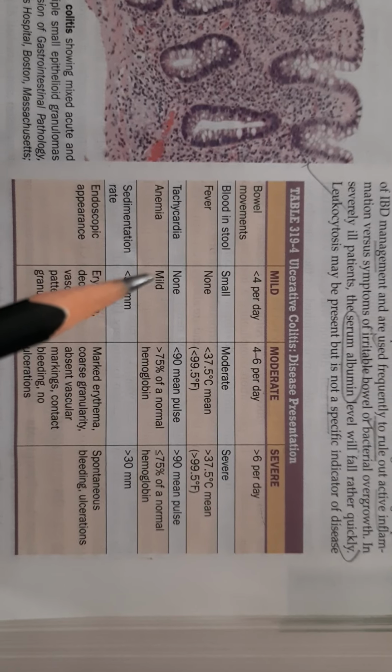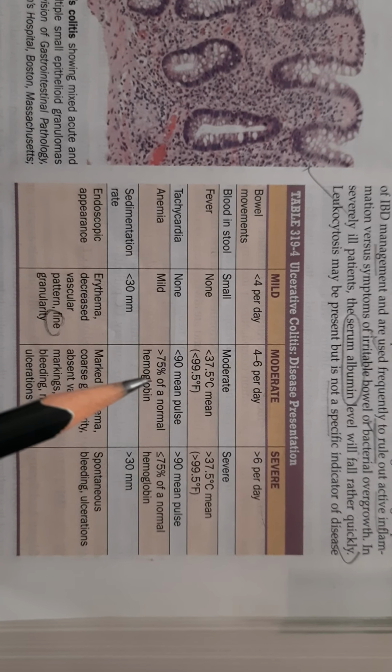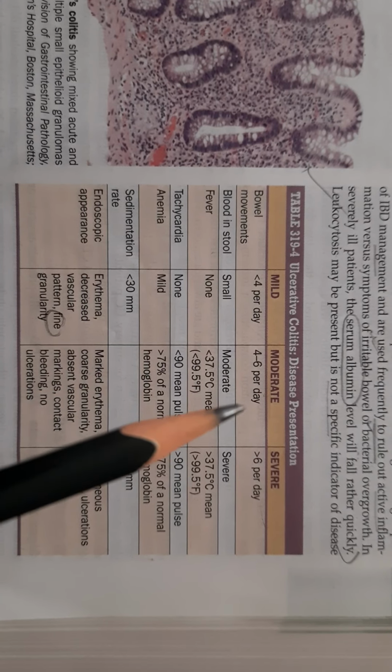Then comes anemia: in mild, more than 75% of normal hemoglobin is seen, in moderate as well, and in severe less than 75% of normal hemoglobin is seen. Then comes the erythrocyte sedimentation rate, which is less than 30 in mild form, and in severe it is more than 30. Then endoscopic appearance: there is erythema, decreased vascular pattern, and fine granularity. I will show you in the picture. Okay, let's see the picture first.